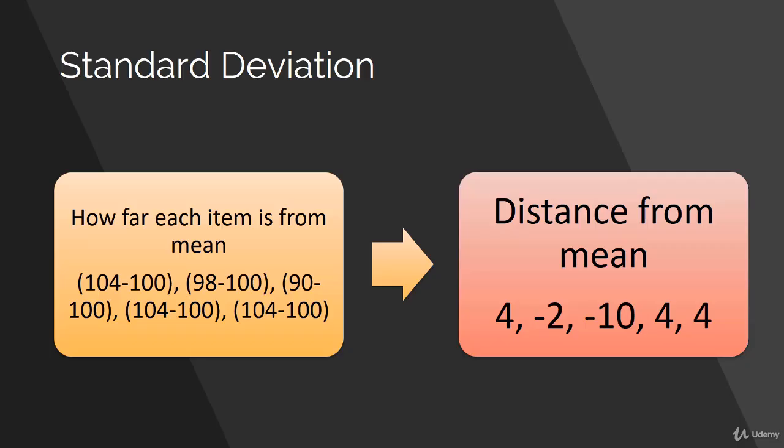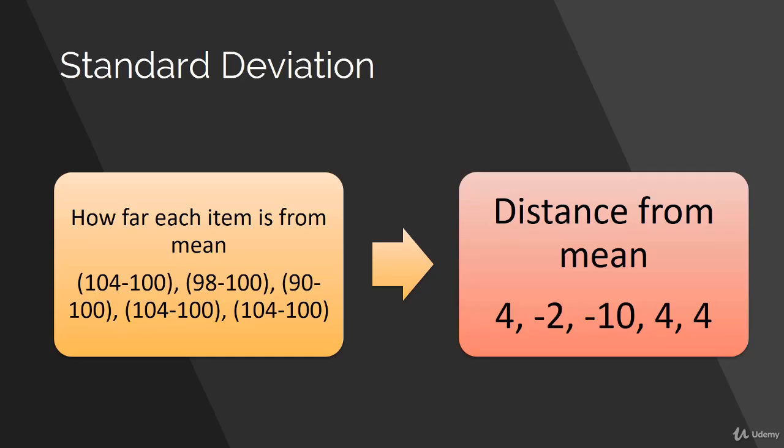So here if you take the average of 4, minus 2, minus 10, 4 and 4, that will be 12 in plus and 12 in minus. The average will be 0. This will always be 0. So that's something which we cannot do. We cannot take the mean of that.